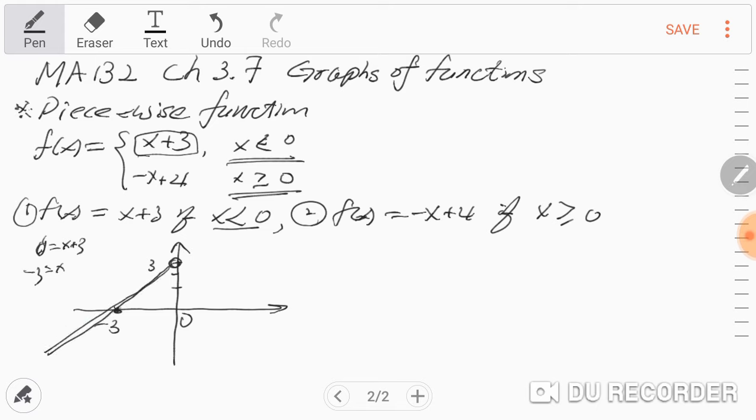So if x is less than 0, then we have y values all the way up to 3. But 3 is not included because x is not 0, there's no equal sign. So I will put an open circle at the y-intercept. An open circle means this point is not included in this function. Okay, how about the second condition?